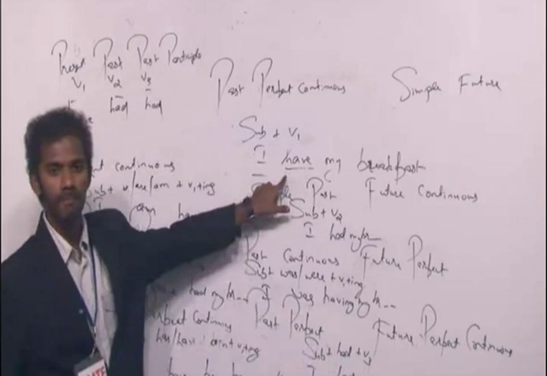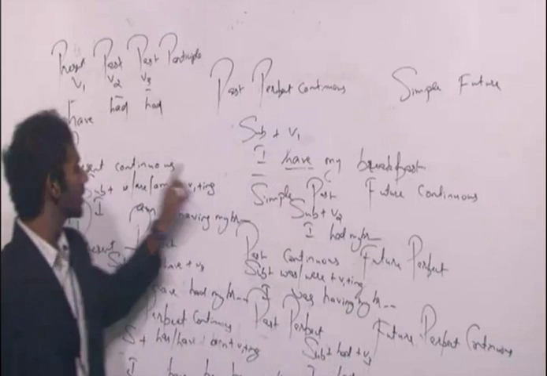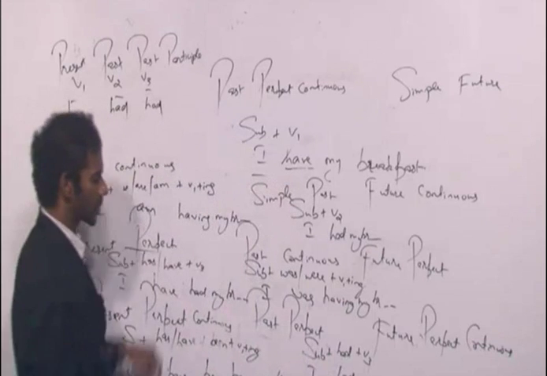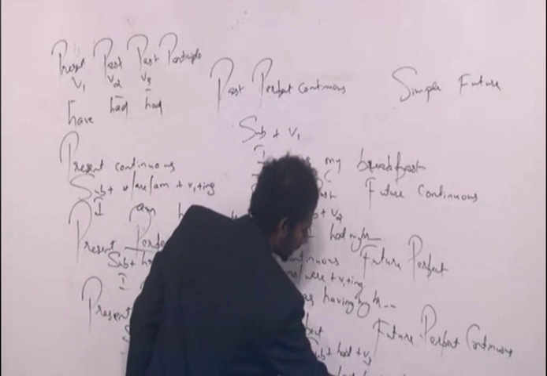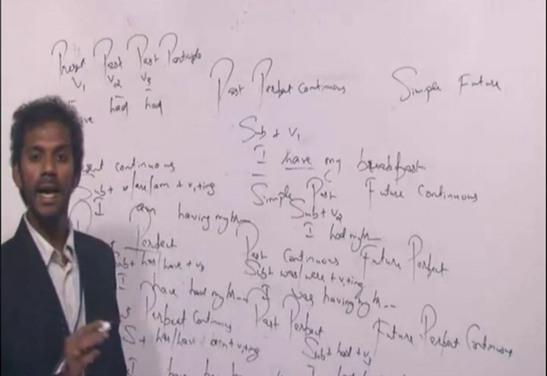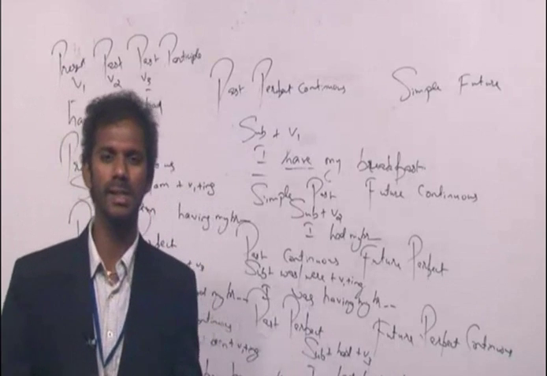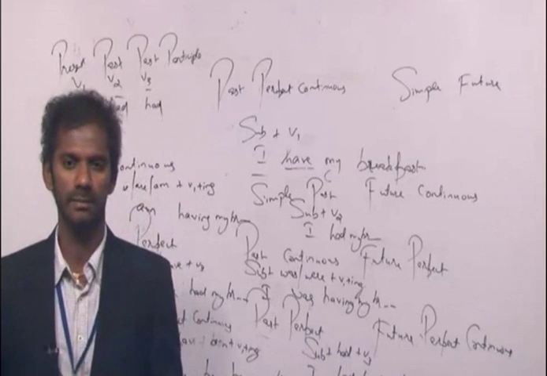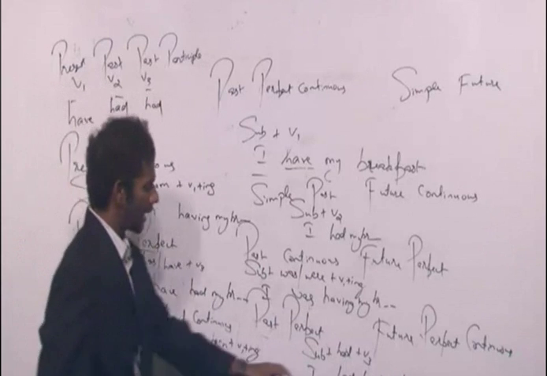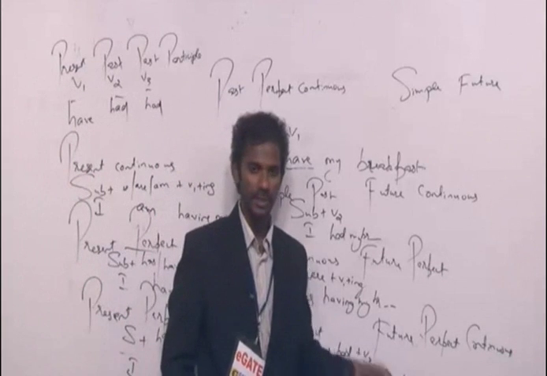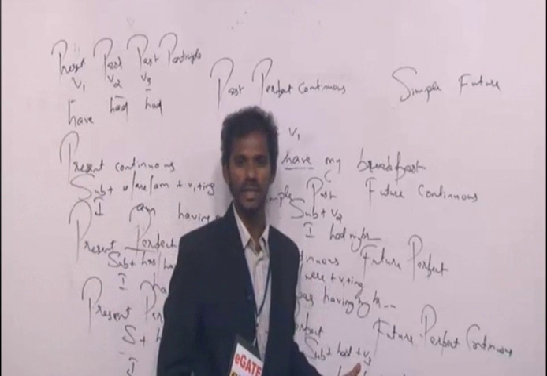What is the verb here? Have is a verb here. What is the V3 of have? Had. So it should be I had my breakfast. Sounds completely incorrect, but it's grammatically fine and it makes sense. Clear? I had my breakfast. You may be having a confusion with this in fact.